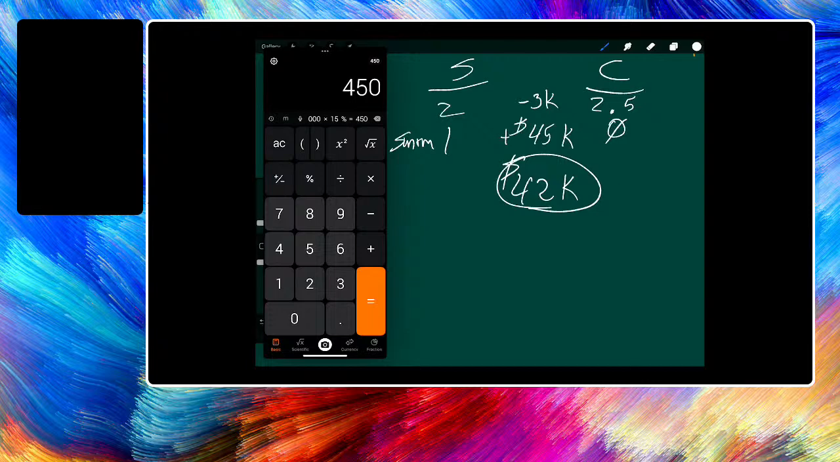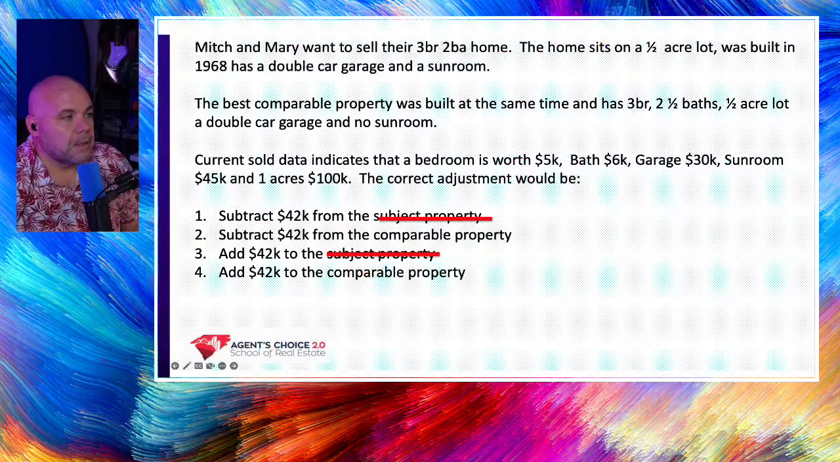Here's the columns. We had adding 45,000 and subtracting 3,000. That still gives us a positive number. So we're basically adding 42,000 to whatever the comparable sold for in order to get what the subject is probably worth. So there it is.